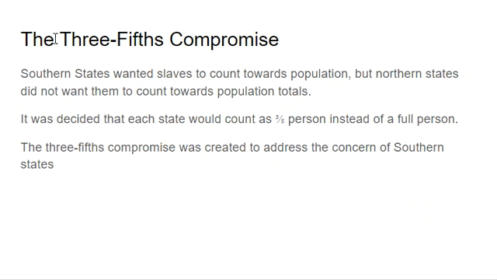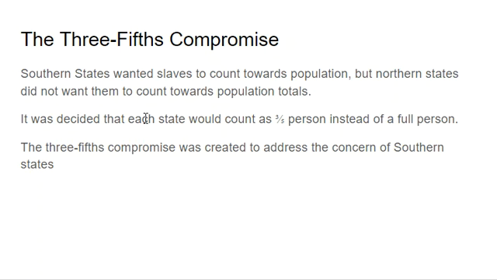There was also something that came up called the 3/5 Compromise. Southern states wanted slaves to count towards the population, because remember, more population meant you had more representatives. But northern states did not want them to count towards population totals.